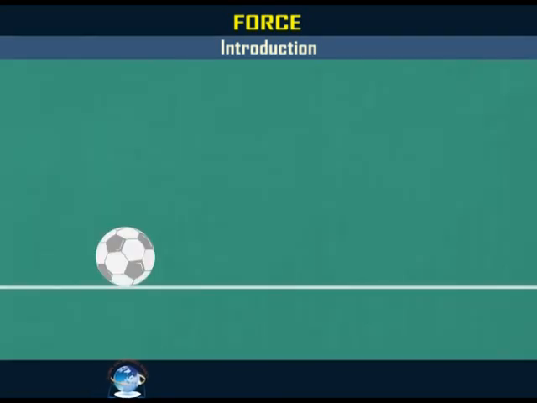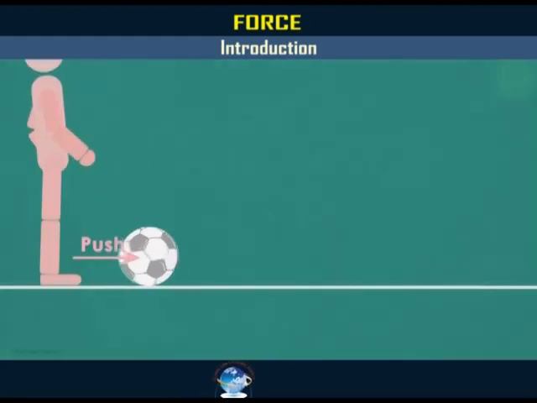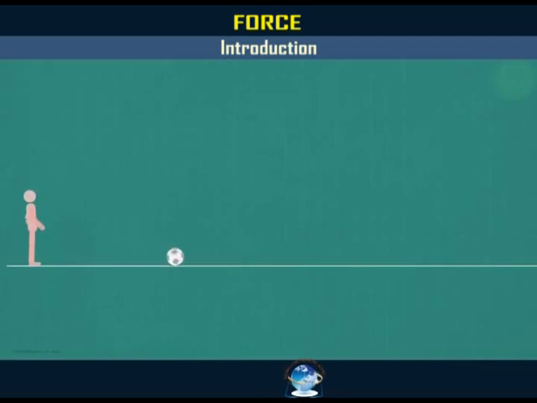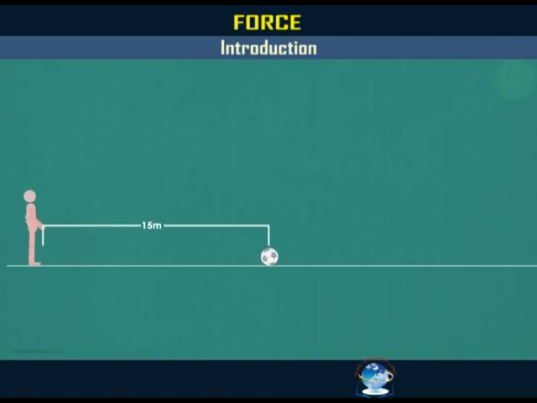Secondly, we have a ball resting on the ground. This too will remain this way forever unless someone kicks it. When it is kicked, the ball rolls on the ground and comes to a stop again after 15 meters.